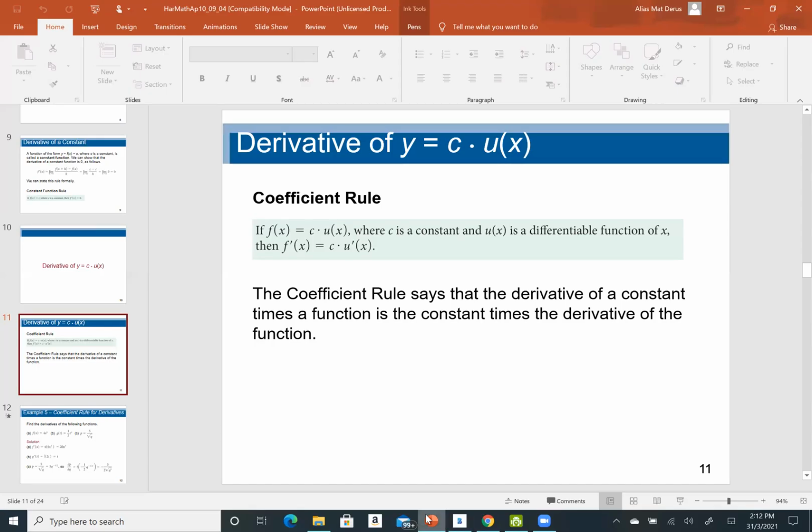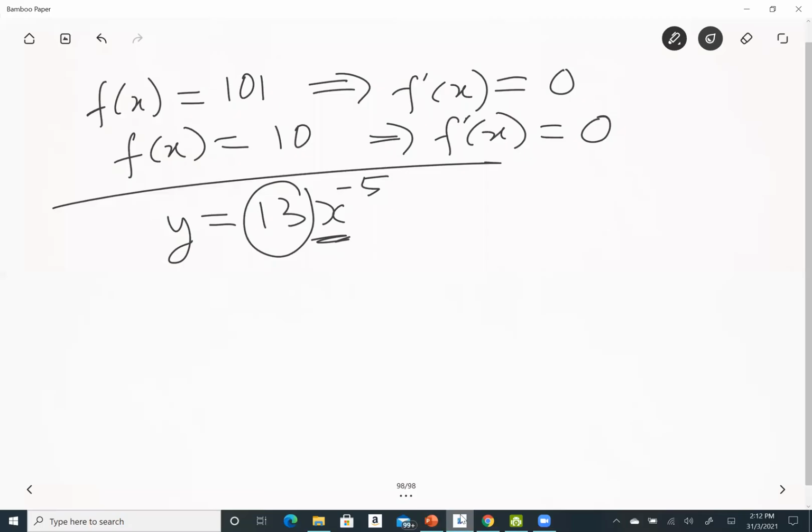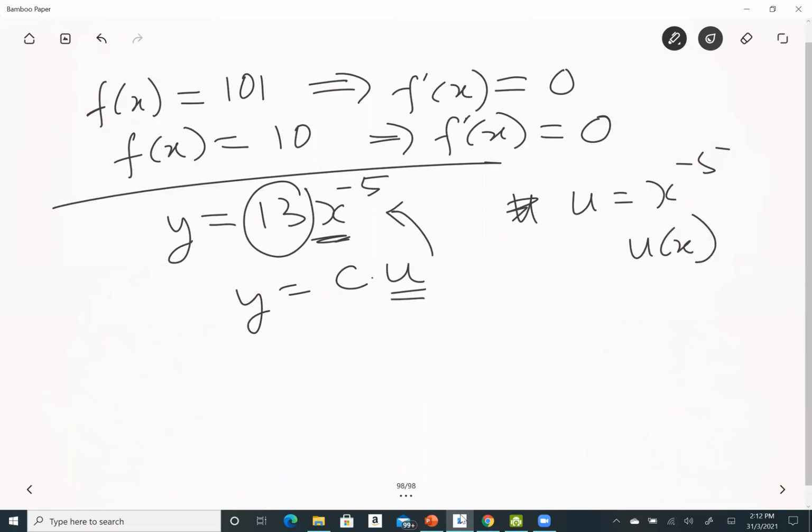So I show you again. So make sure you write it down, because I'm not going to write it down. I just show you, and then we will consider an example. So you have c multiplied by u. For this, we don't have to write u as a function of x, just write u. So y is equal to c times u, and we know u is some terms in x. So for example, here, u is equal to x to the power of -5. So what is the derivative?